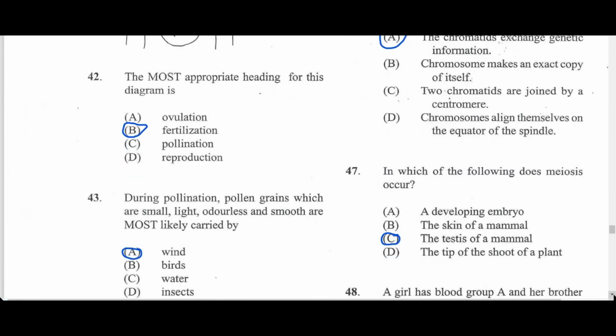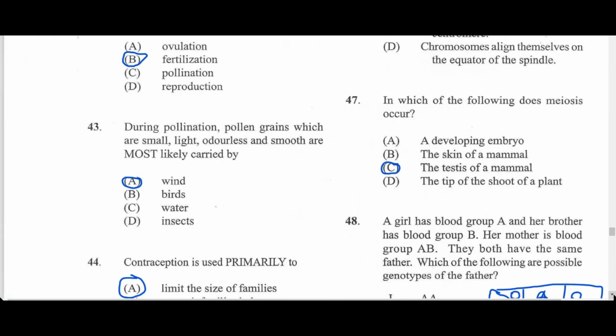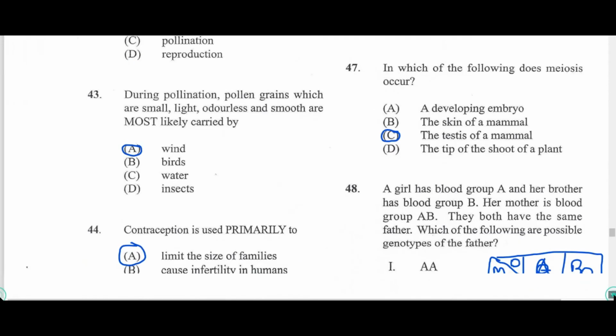43. During pollination, pollen grains, which are small, light, odorless, and smooth, are most likely carried by the wind. And again, this is pretty much the characteristic of this type of pollen grain, and it's textbook. You can learn this, you can study this as if you were studying your notes.